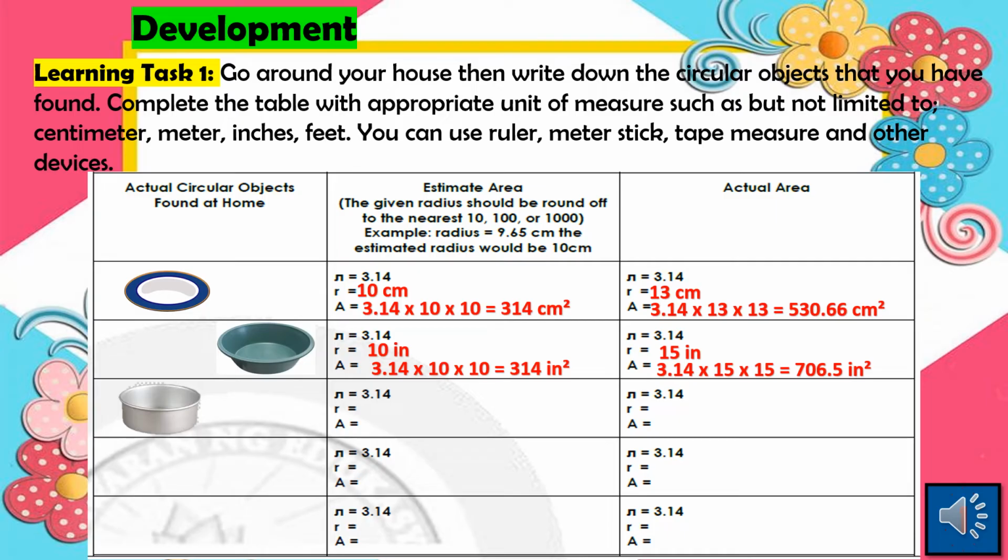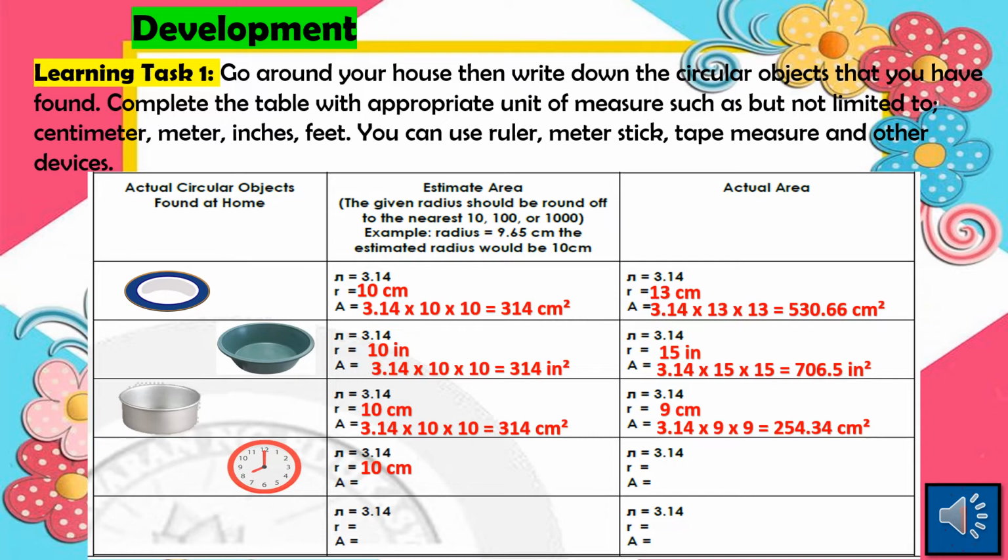And another example is the baking pan. The radius of the baking pan is 10 centimeters. So therefore, the area will be 3.14 times 10 times 10, which equals 314 square centimeters. And the actual radius is 9 centimeters. So that means the area will be 3.14 times 9 equals 254.34 square centimeters.